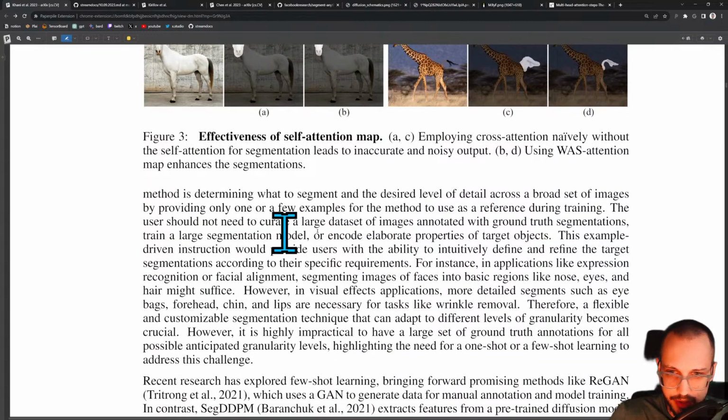Okay, what are we going through here? This example-driven instruction would provide users with the ability to intuitively define and refine the target segmentations according to their specific requirements. Yeah, so if all you have to do is provide one example, this becomes very easy. You can think of all kinds of products, all kinds of applications where now you could very easily say, these are the things that I want to segment, and now, boom, I have a segmentation model that'll give me the ability to segment those things.